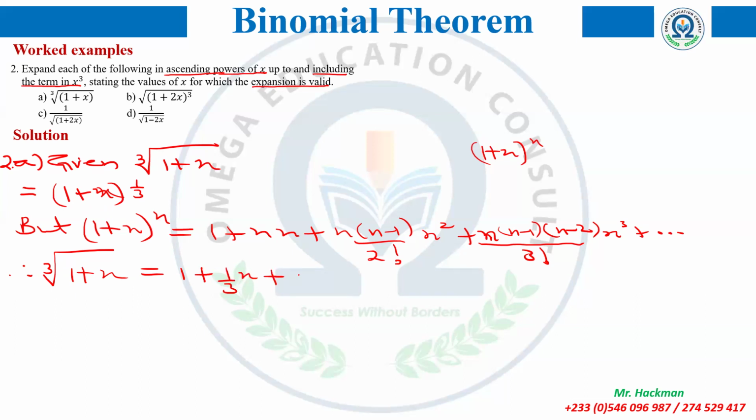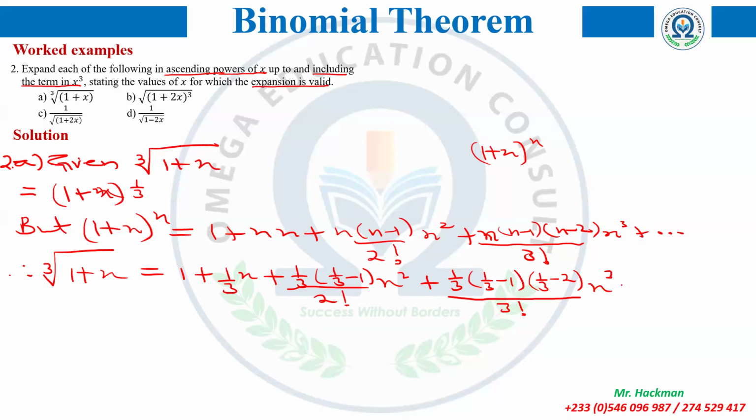Then plus your n, which is 1 over 3, into n minus 1, so 1 over 3 minus 1, all over 2 factorial. I'm doing direct substitution. Then your x, which is still x squared. Then plus your n, which is 1 over 3, into n minus 1, so 1 over 3 minus 1, then again 1 over 3 minus 2. You can see that we are only doing direct substitution, all over 3 factorial, then your x, which is still x cubed, then plus your ellipses. We're asked to expand up to x cubed. If it were x to the power 4, then we'd continue. If it was x squared, we would have ended here.